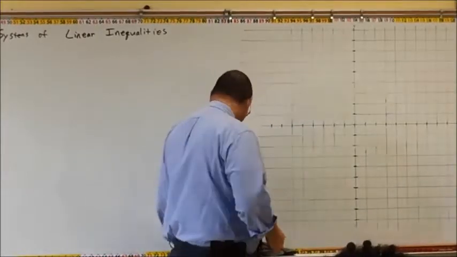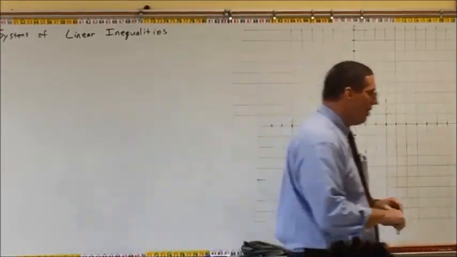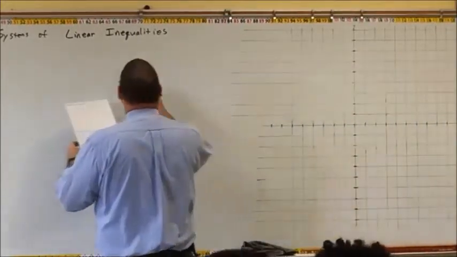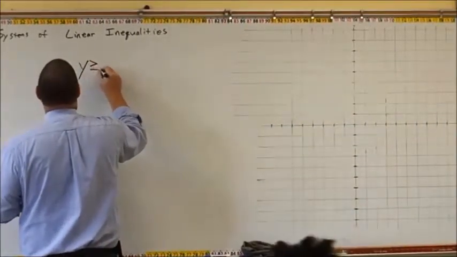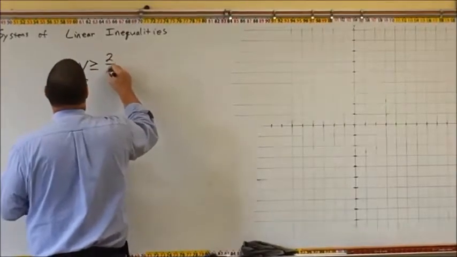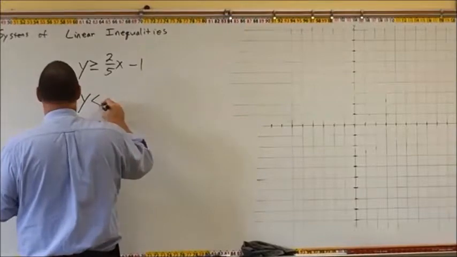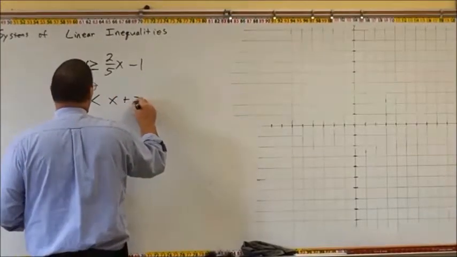All right. Last one, guys. Let's do y is greater than or equal to 2/5 x minus 1, and then y is less than x plus 2.